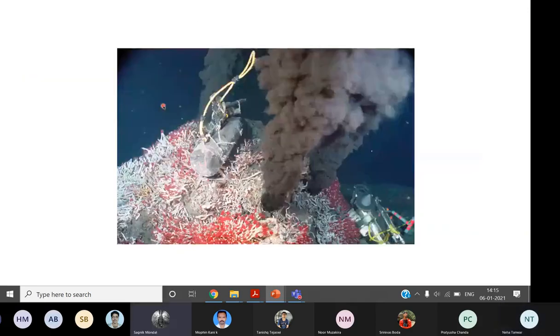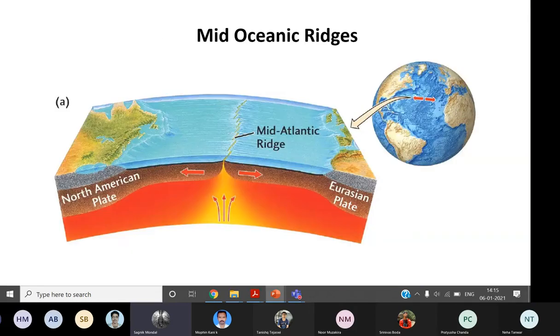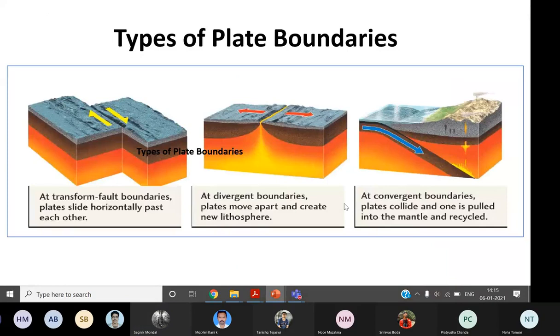Ma'am, I have a doubt. Is there any specific reason that the plate boundaries are only formed in the oceanic regions, not in the continents? Okay, not in the continents. Good question, ma'am. I too have a doubt. So, why do these plates break actually? Why is there a fracture in between them?